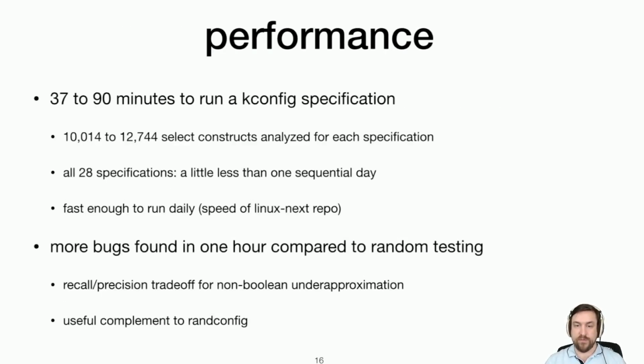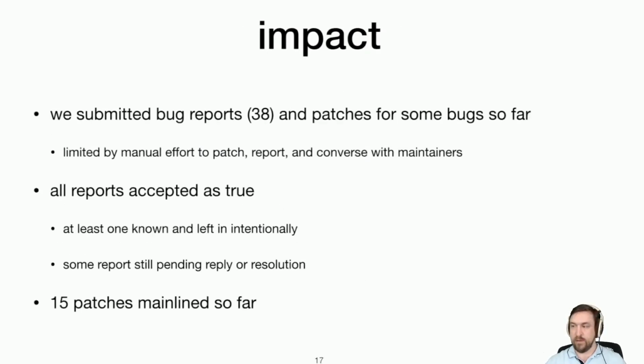Each Kconfig specification took between 37 and 90 minutes to run, which we believe is fast enough for the pace of Linux development, which produces a new Linux Next version each day. And this represented about 10 to 12,000 select constructs in an hour for each specification.